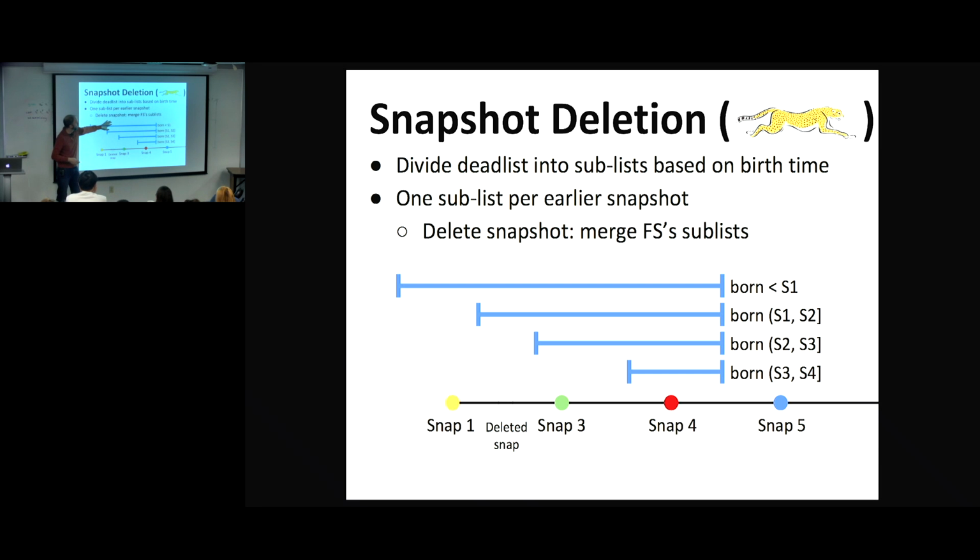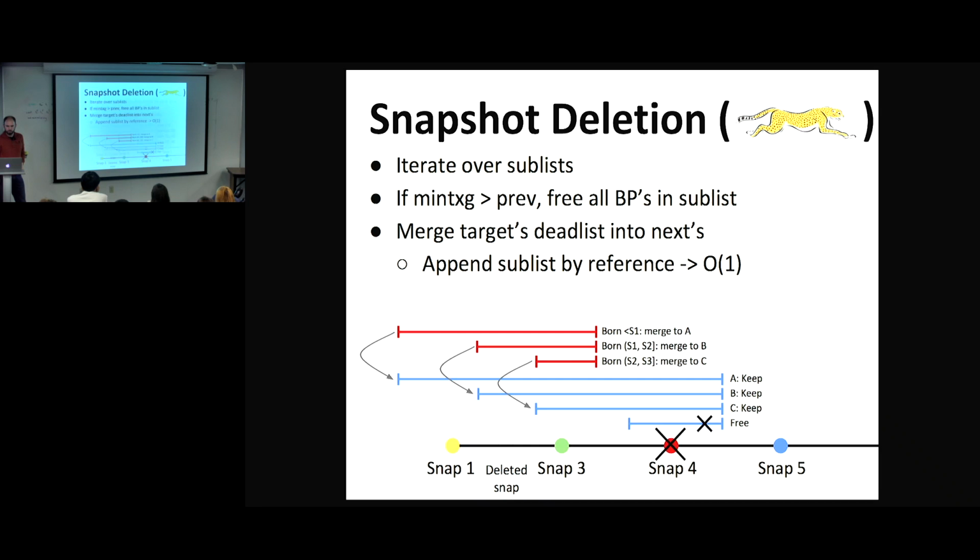In this example, all of these blocks are part of snapshot 5's dead list because they're all referenced by snapshot 4 and then not snapshot 5. But we've divided out the blocks based on their birth times, such that the ones whose birth times are in this range go into one list, the ones in this range go into a different list, and so on until we get to the ones that have existed since the beginning of time, or since the first snapshot. Now to delete a snapshot, let's say here we're deleting snapshot 4, we need to only iterate over these sublists, and if the minimum birth time of the sublist is after the previous snapshot, then all of the blocks are like this, and so we can free them. These other sublists we need to merge with the remaining snapshot 4's dead list.